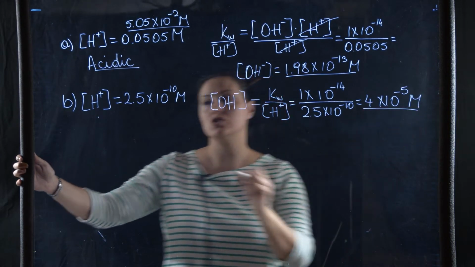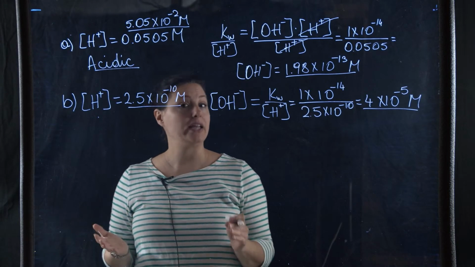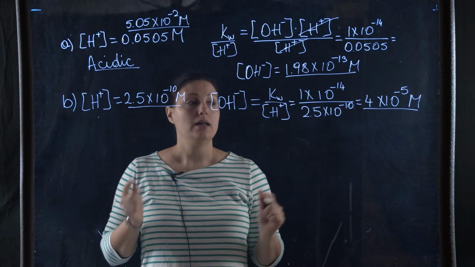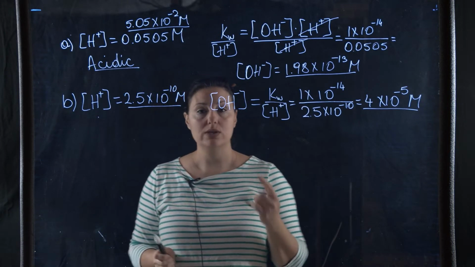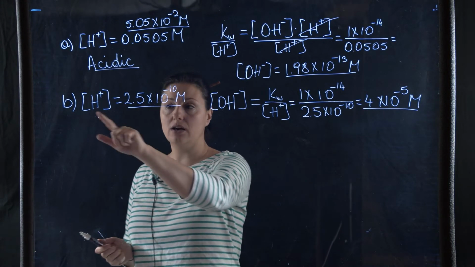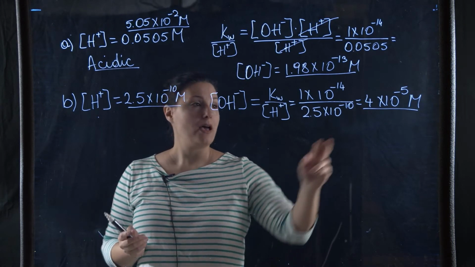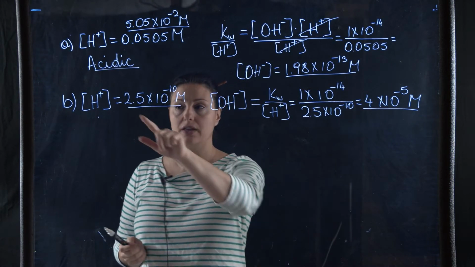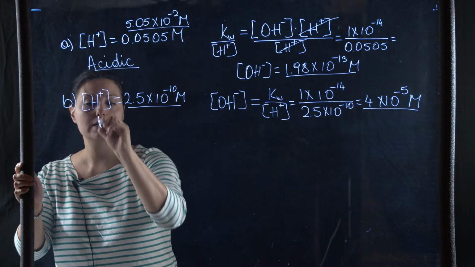This is my OH, and this is my H plus. Obviously, they're not equal to each other, and they're not equal to 1 times 10 to the minus 7th, so this is not a neutral solution. But now I need to figure out if it's basic or acidic. Once again, if you have a larger concentration of OH, that's basic, a larger concentration of H plus, that is acidic. If I compare these two numbers, my OH minus concentration is a lot higher than my H plus, which means that this solution is basic.